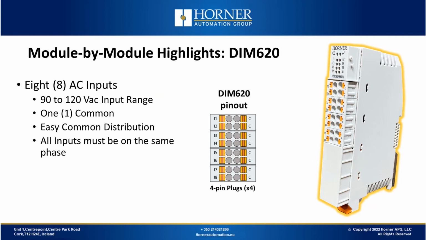Now we look at the AC input module that's available, the DIM620. The highlight of the DIM620 is the fact that it can be used with retrofit applications which require AC type inputs. So the maximum voltage is 120 volts AC. There's 1 group of 8 inputs, there's easy common distribution because there's all sorts of common terminals available on the terminal plugs, and one thing to remember is that all the inputs must be on the same phase.